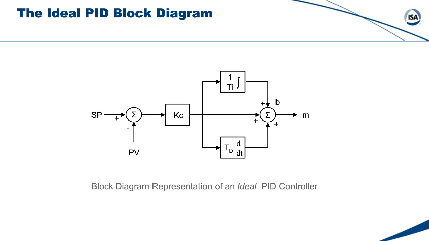Represented here is a block diagram of the equation that describes the ideal PID control algorithm. PID stands for proportional, integral, and derivative. The PID equation is used to determine how the final control element should change to move the process to the set point. The proportional action adjusts the valve output in response to the magnitude of the error on the current execution of the PID algorithm.